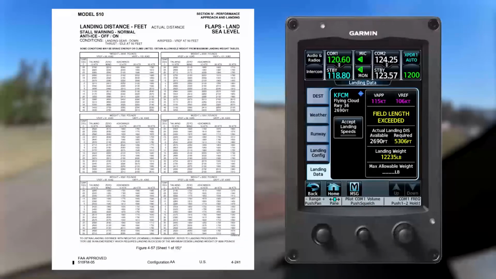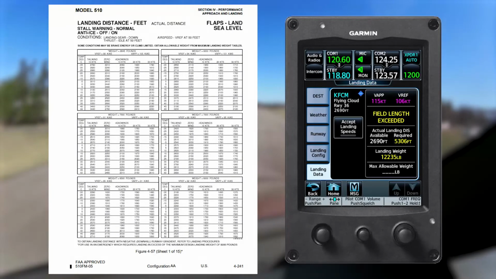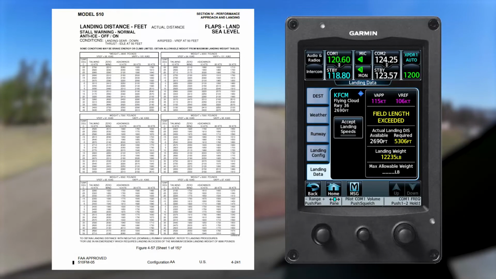You can look up performance data in your airplane flight manual, or on certain Garmin systems, use the TOLD function to determine your landing distance and enter your landing runway. This TOLD function is also used for determining takeoff distances required. If the runway is too short, the system will let you know.